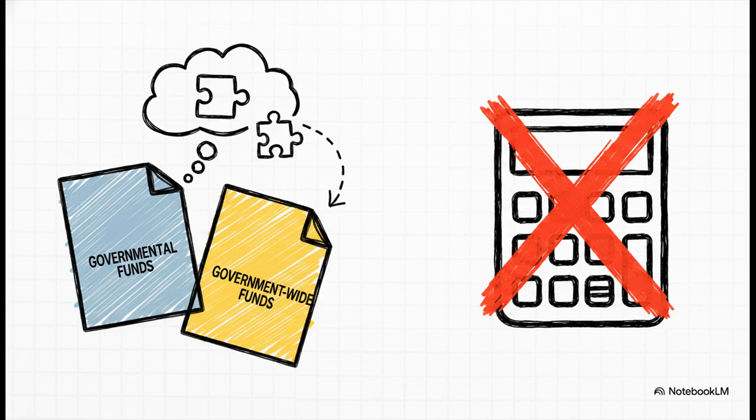And a quick heads up, this explainer builds directly on our last session covering government-wide versus governmental fund statements. We're not going to re-explain measurement focus or basis of accounting here, so if you're a little fuzzy on that, you might want to check that one out first.